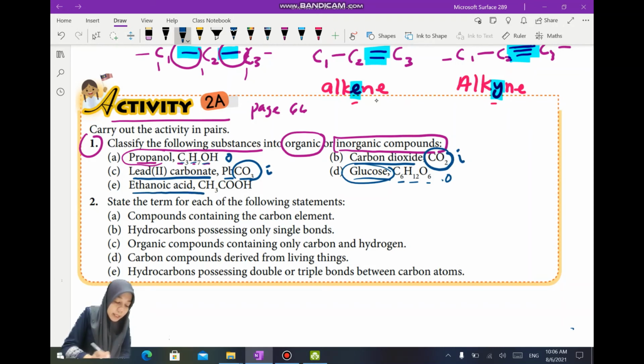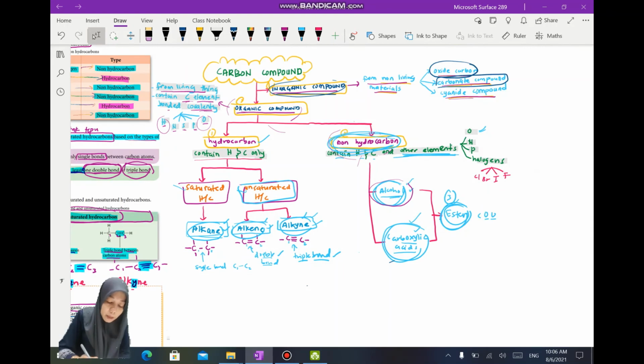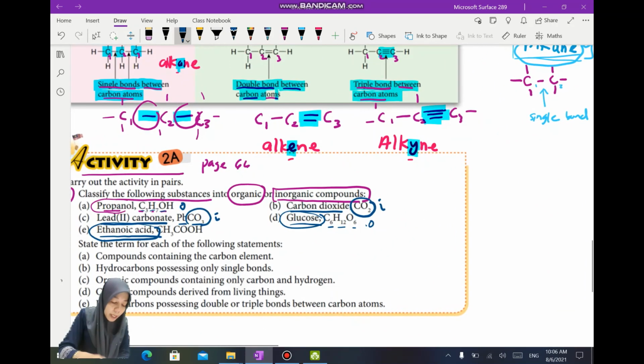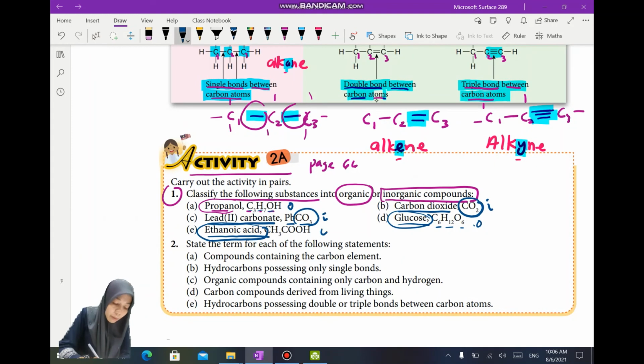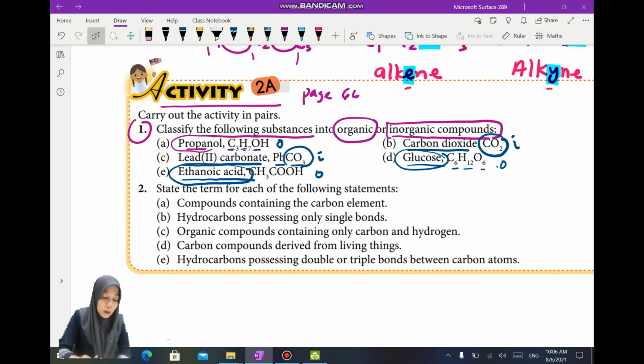Ethanoic acid merupakan acid carboxylic actually. Kalau kita tengok kat sini, carboxylic acid is under non-hydrocarbon. Non-hydrocarbon is under organic compound. So, acid ethanoic juga merupakan organic compound. Ethanoic acid also organic compound. Teacher wakilkan sebagai O. Jadi teacher harap kamu boleh bezakan antara organic compound and inorganic compound.